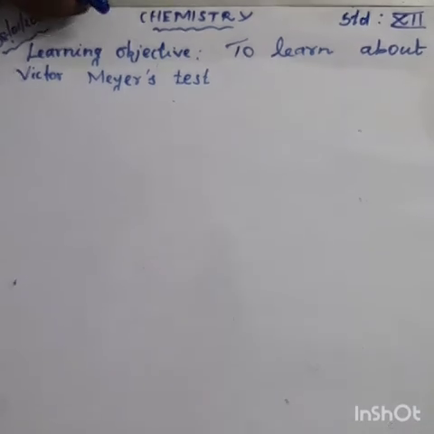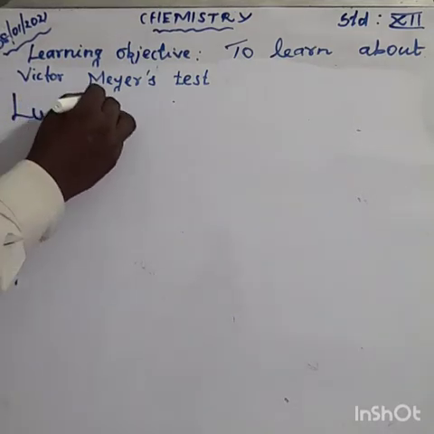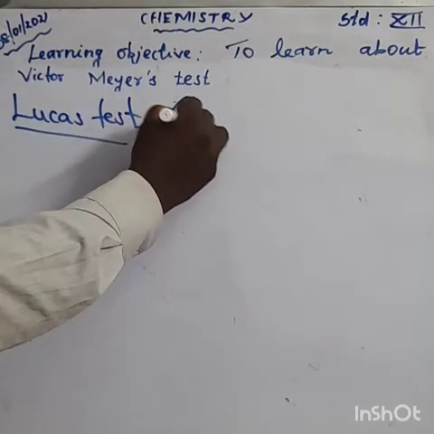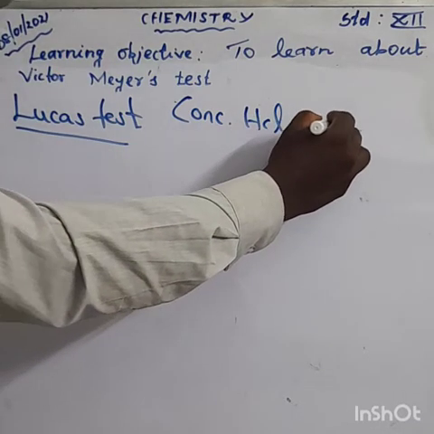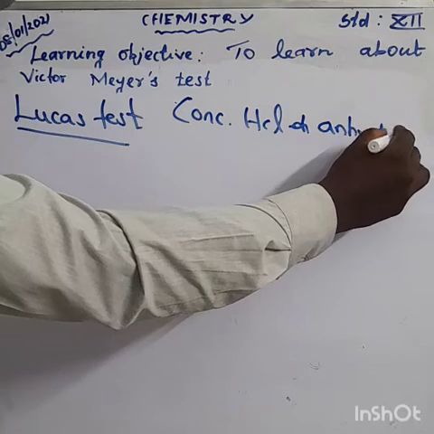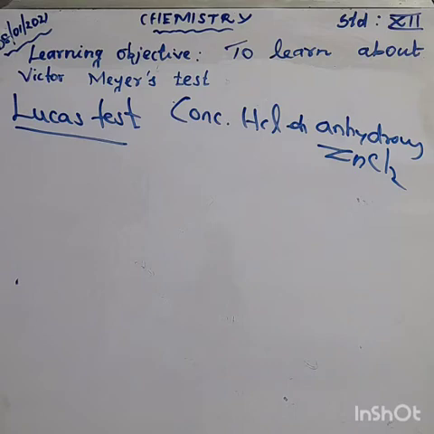What is the Lucas reagent? That means a mixture of concentrated hydrochloric acid and anhydrous zinc chloride. This is the reagent: a mixture of concentrated hydrochloric acid and zinc chloride. This is the Lucas reagent.